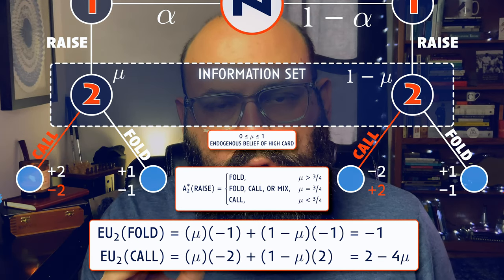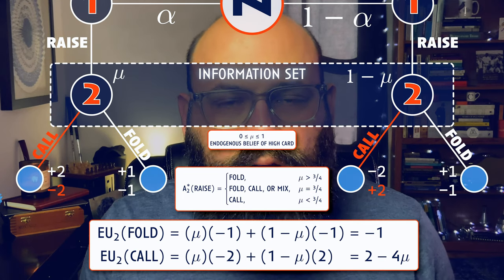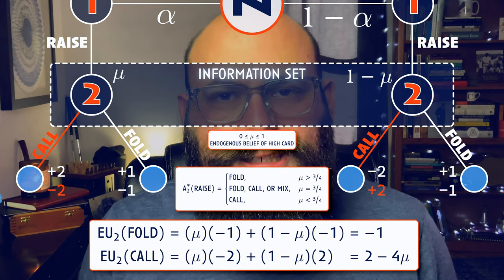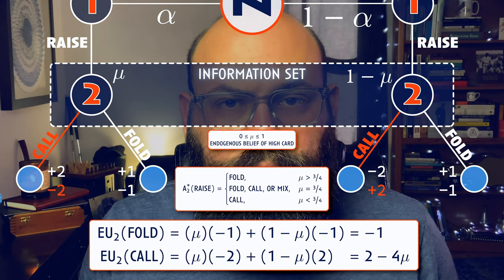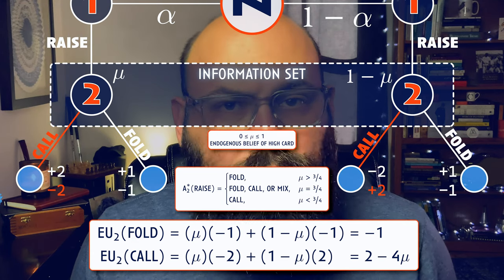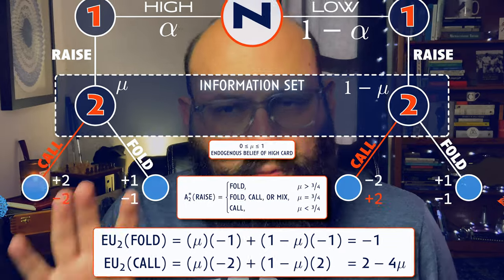And at mu exactly equal to 3 quarters, I could do either, I could mix, right? That's where I'm indifferent. If mu is exactly equal to 3 quarters, then my expected utility of folding is minus one, and my expected utility of calling is minus one. I'm indifferent. So I could play either way or I could mix. Regardless, we're gonna pin that down.